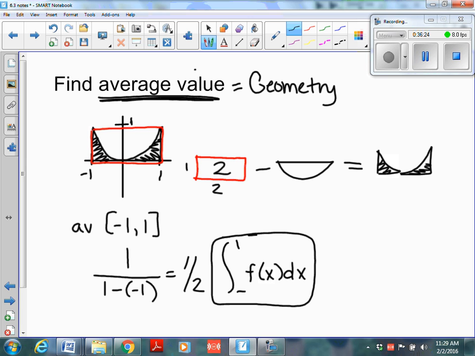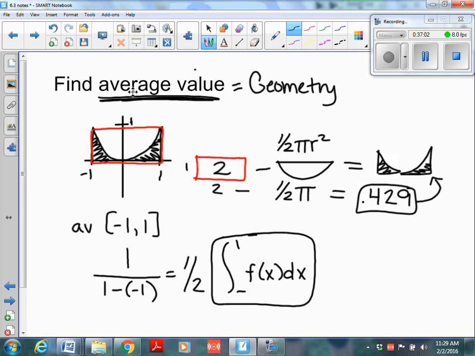Everybody see that? And if you subtract the semicircle, I know it doesn't look like a semicircle, but if you go out 1 and left 1 and up 1, it's a half a circle. And the formula is 1/2 pi r squared. So 1/2 pi. And you see why it's 1/2 pi? Because the radiuses are all 1. And if you take your calculator and figure out what 2 minus 1/2 pi is, you're going to get 0.429. What does that mean? It means that this is the area of those two little sections.